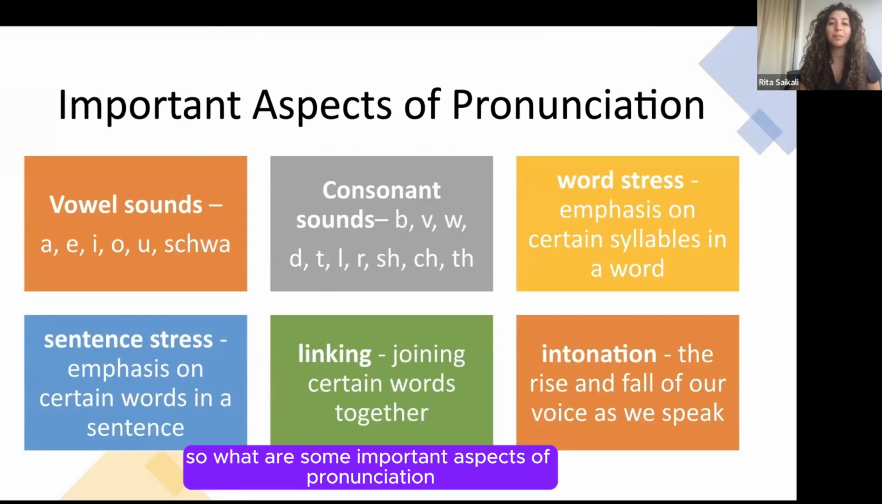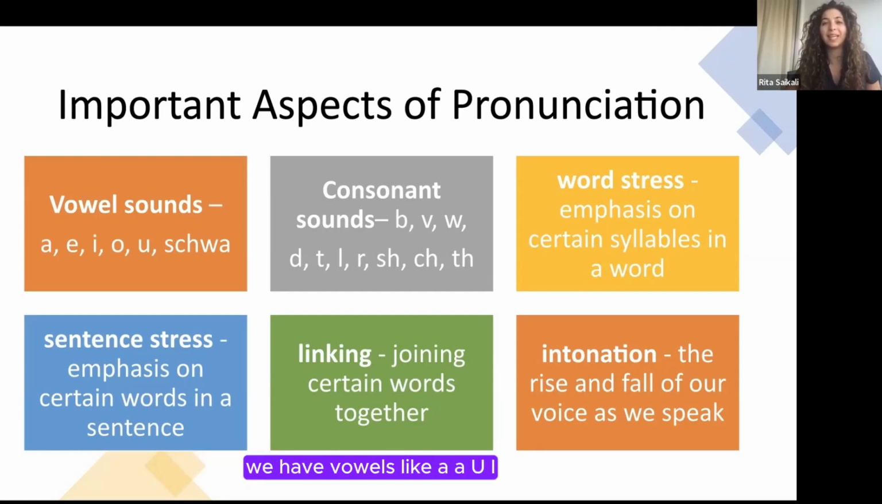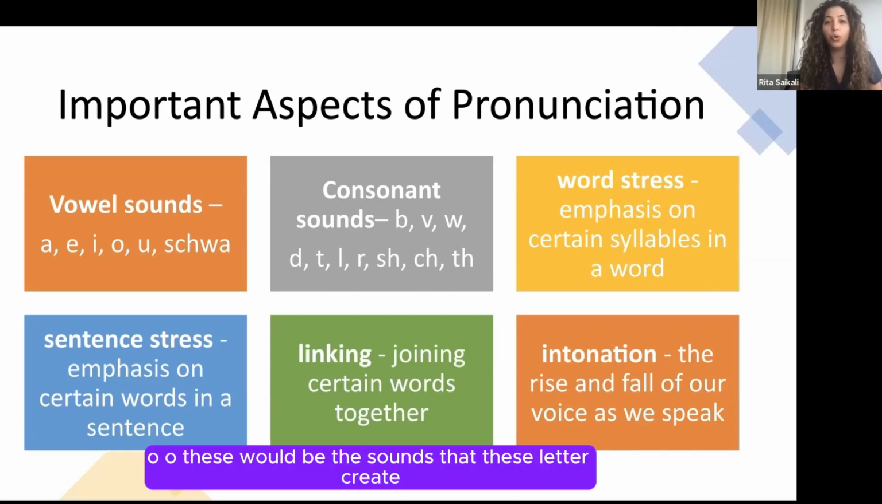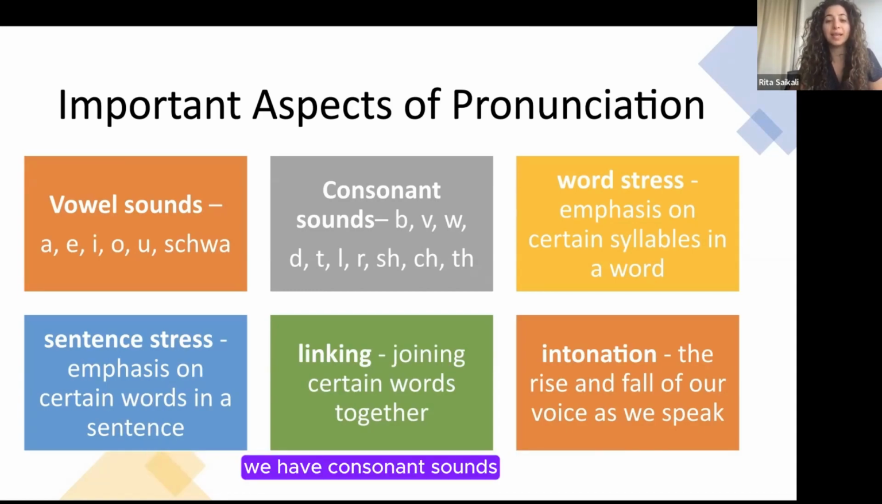All right, so what are some important aspects of pronunciation? Well, we have vowels like A, U, I, E, O, these sounds, okay, which sound a little bit different than the actual letter. It could be A, E, O, U. These would be the sounds that these letters create. We have consonant sounds, and these are things like B, V, W, T, L, R, sh, ch, th. These are all consonant sounds.